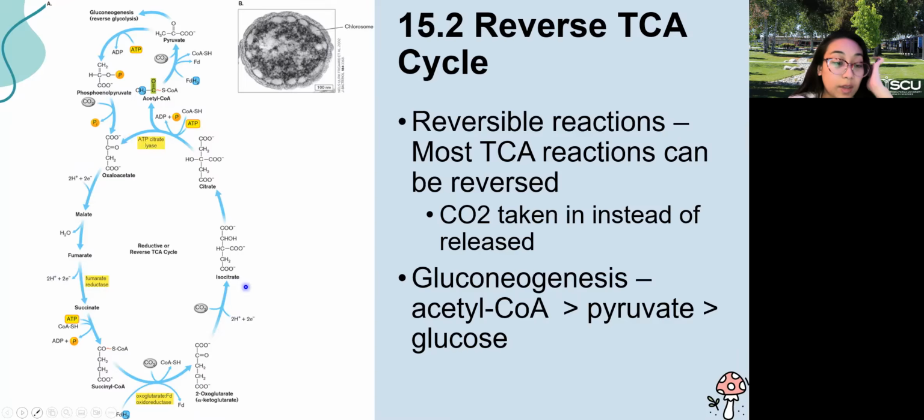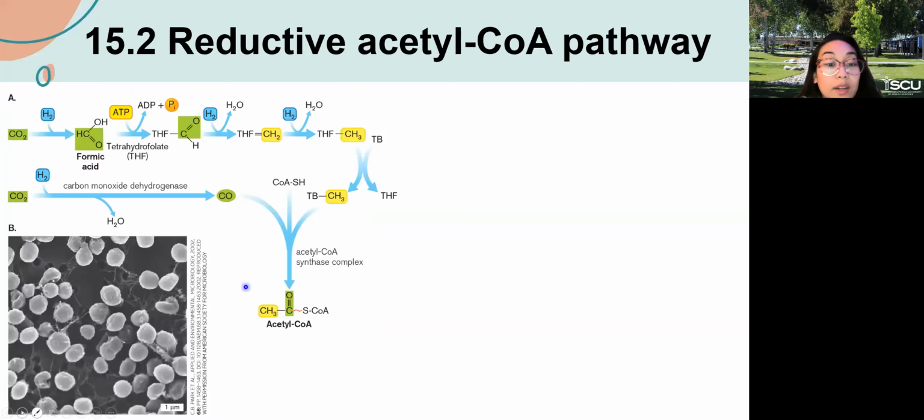Anyway, so bacteria can do that. It's literally the reverse of the TCA cycle. There's nothing else to say about that. So all right. Another pathway that bacteria can do is called the reductive acetyl-CoA pathway. So they're producing acetyl-CoA by reducing.